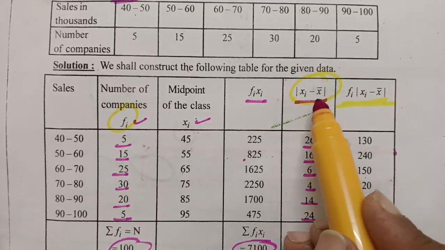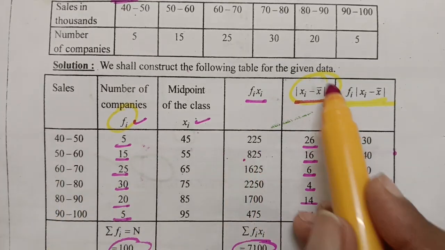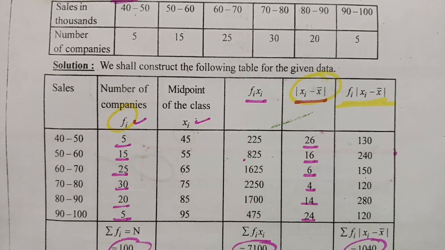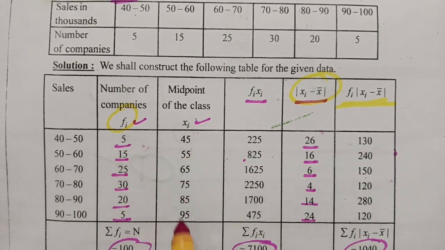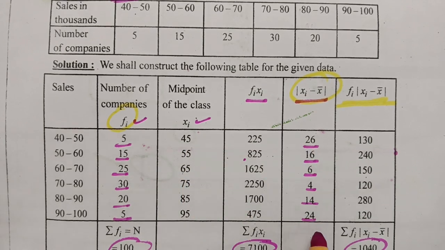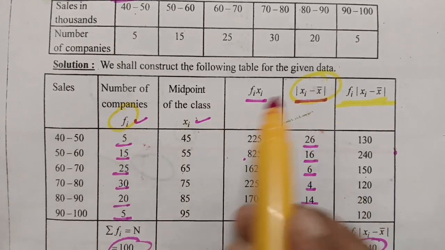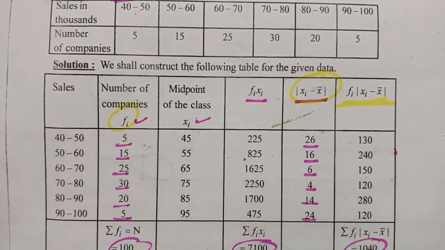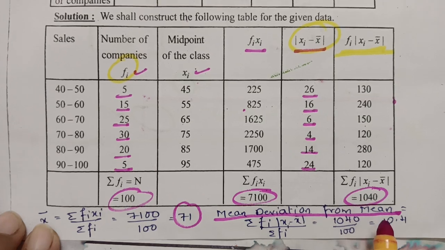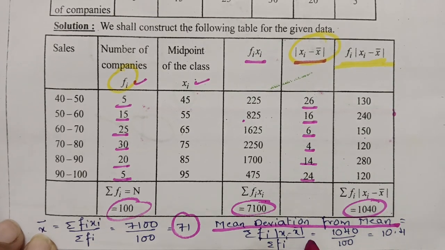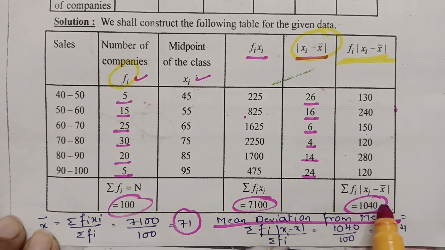And next, in the fifth column, this is modulus of xi minus x bar. So from x, what are the x values here? 45 minus 71, 55 minus 71. So this is the column you have to arrange, and now you have to multiply these two columns to get the final result. So the mean deviation from the mean is nothing but sigma fi mod xi minus x bar by sigma f, that is 1040 divided by 100, which is equal to 10.4.